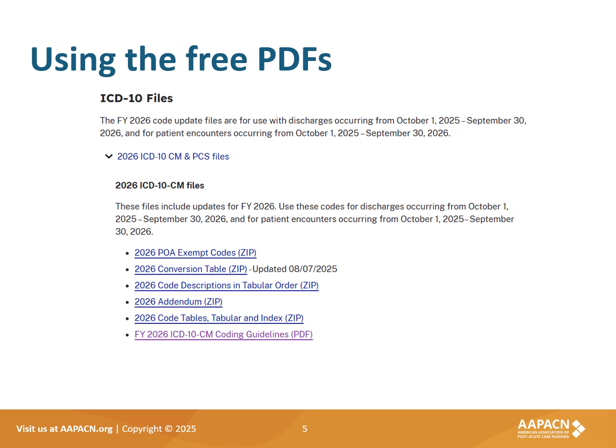You click on the fiscal year and it will open up the ICD-10-CM files, and then after that the ICD-10 PCS files. We are focused on the ICD-10-CM files. To find the alphabetic index and tabular list, you will click on the code tables, which will then download a zip file. And if you're looking for the current ICD-10-CM coding guidance for that fiscal year, you will click on the coding guidance.